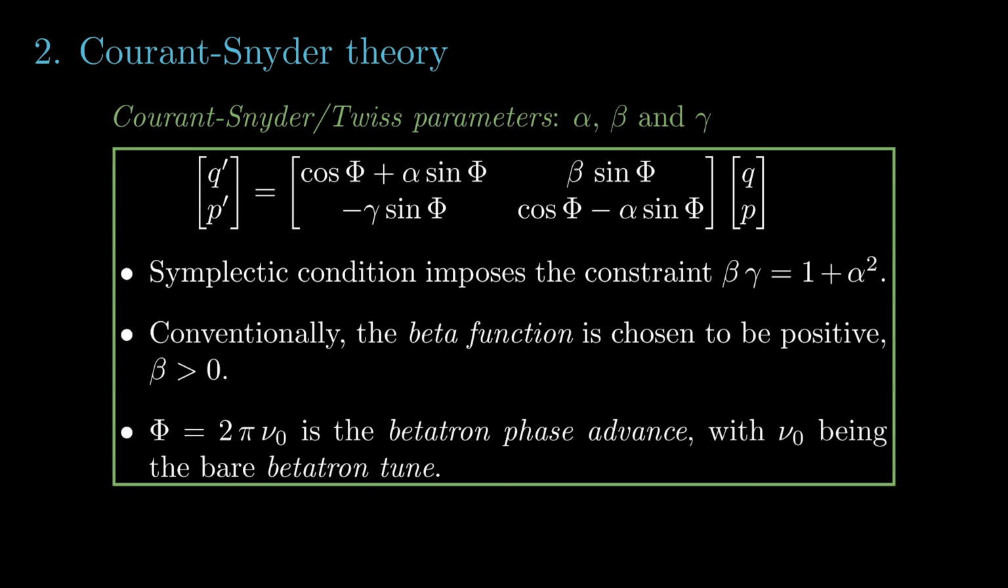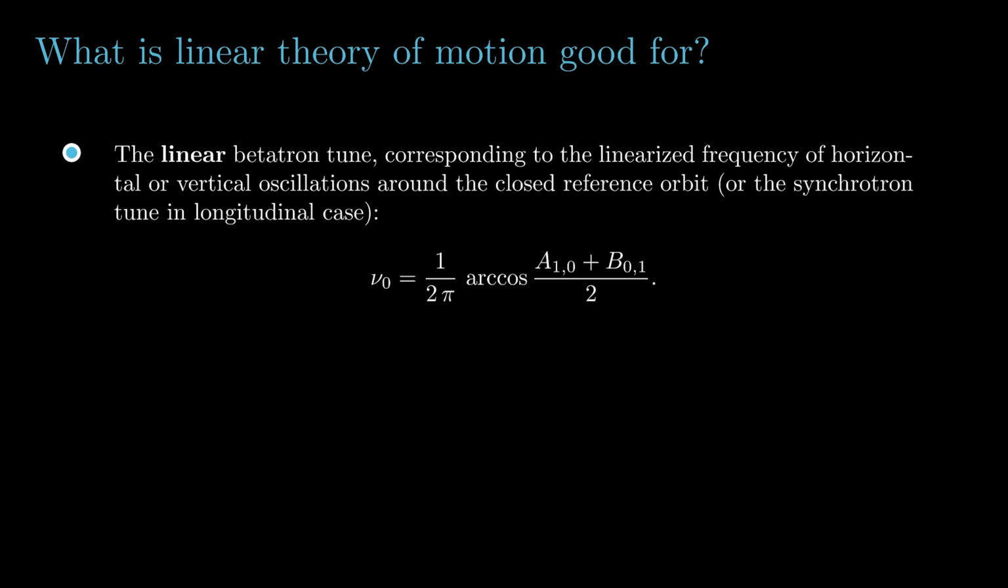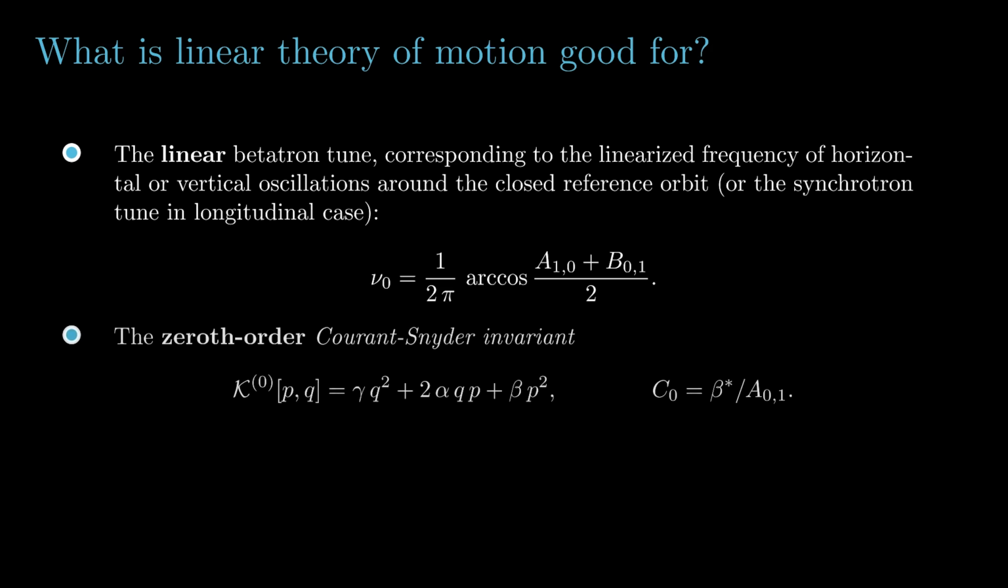This parameterization allows quick, linearized estimates of several experimentally important quantities. First, the betatron tune nu 0, representing the frequency of horizontal or vertical oscillations around the reference orbit, or the synchrotron tune in the longitudinal case. Next, the Courant-Snyder invariant, which provides a compact representation of phase space trajectories at a fixed location in the accelerator. By propagating the twist parameters along the machine, this invariant allows the reconstruction of motion not just turn by turn, but also continuously along the ring's circumference.